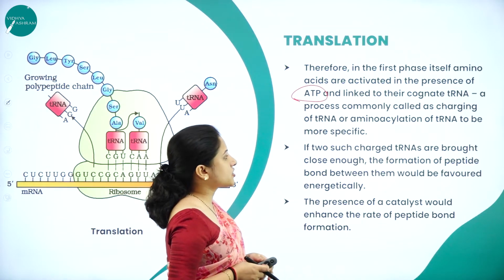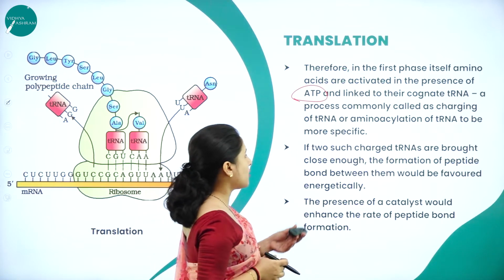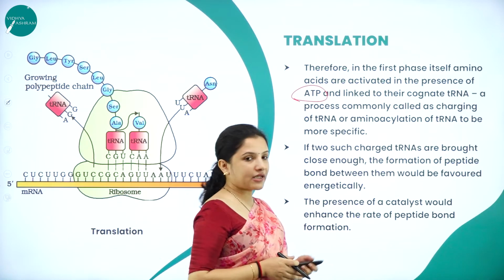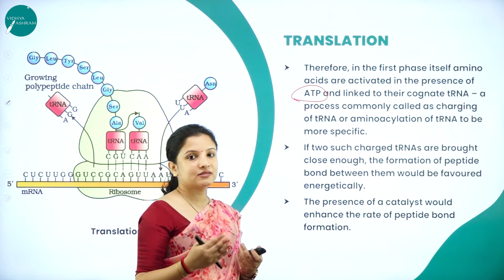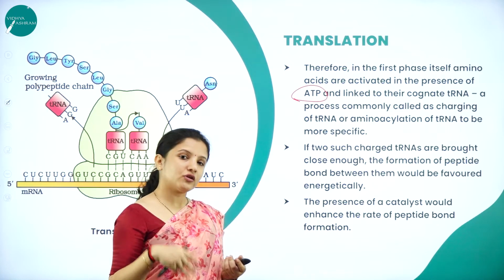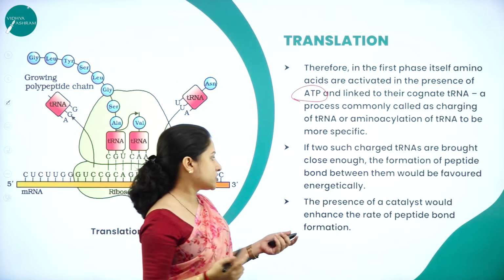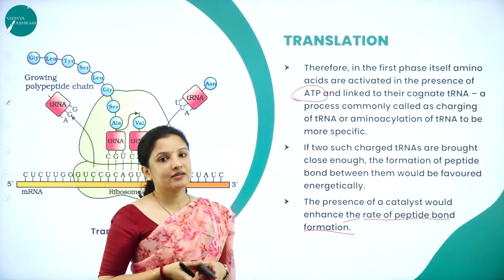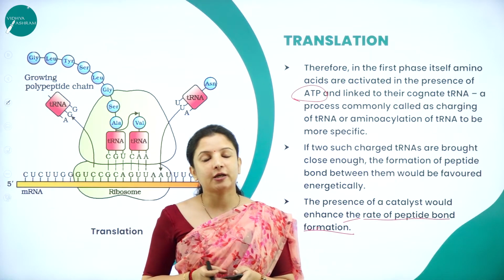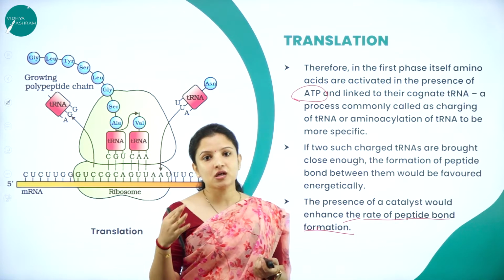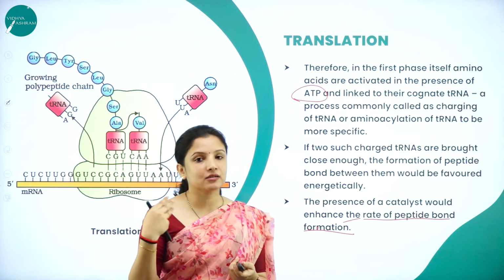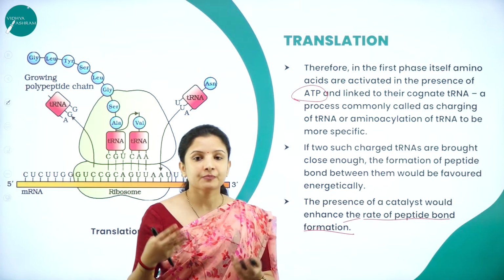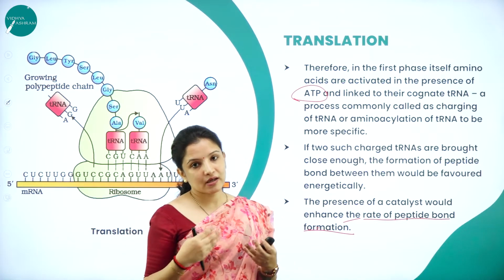And if two such charged tRNAs are brought close enough, the formation of a peptide bond between them would be favored energetically. So the presence of a catalyst will also enhance the rate of peptide bond formation. Here also any catalyst can take part in the formation of a peptide bond because it will increase the rate of the reaction. How? By increasing the rate of ATPs that are produced. Therefore, more ATPs get produced, then the proper bond is formed between the amino acids.